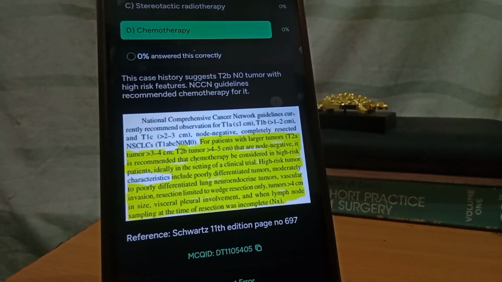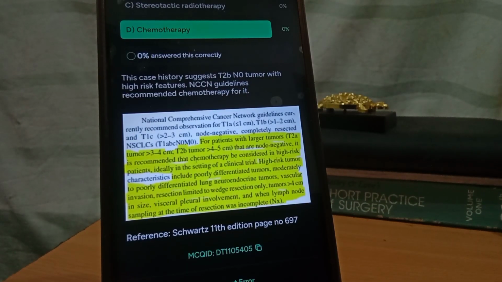So the National Comprehensive Cancer Network guidelines currently recommend observation for T1A, T1B, and T1C, node negative, completely resected NSCLCs, that is T1 A, B, C, N0, M0. For patients with larger tumors, T2A or T2B, that are node negative, it is recommended that chemotherapy be considered in high-risk patients, ideally in the setting of a clinical trial. High-risk tumor characteristics include poorly differentiated tumor, moderately to poorly differentiated lung neuroendocrine tumor, vascular invasion, resection limited to wedge resection only, tumor more than 4 cm in size, visceral pleural involvement, and when lymph node sampling at the time of resection was incomplete.